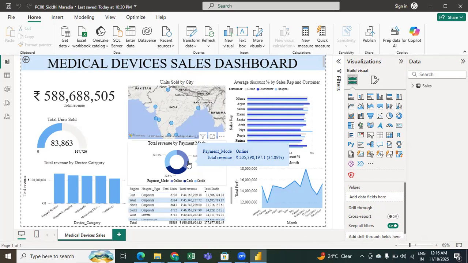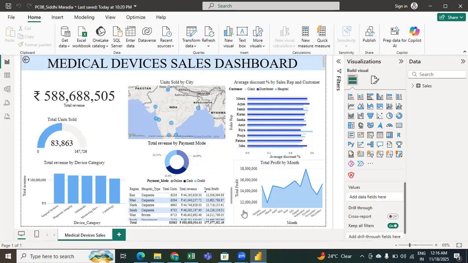So this actually helps to understand the payment behavior directly, which directly impacts the cash flow. We can see that the business has a healthy mix across the payment channels. These insights help the finance teams to understand the balance in working capital needs.